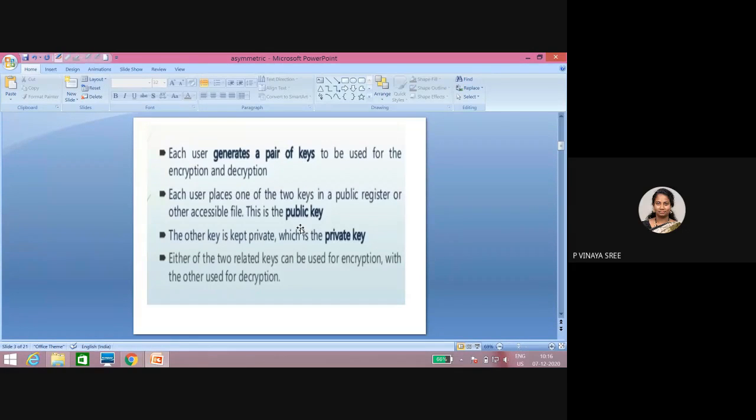It is like a password. We will create our own password. So how strong you keep your password, that much strong is your private key. Not only mail, you can even go for credentials of accounts, your credit card, online net banking, or Google Pay, whatever it may be. You will have some password for that. How strong you keep your password, it is very hard for anyone to trace this password. Okay, either of the two related keys can be used for encryption, with the other used for decryption.